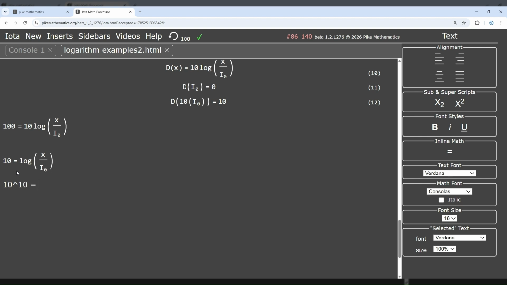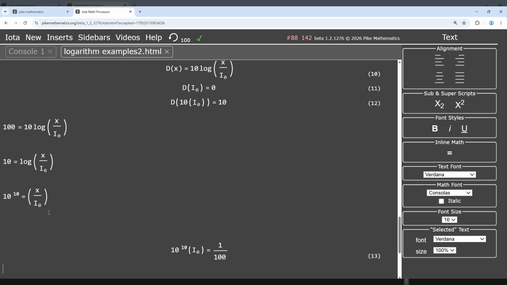Now, if I take 10 and raise it to the logarithm of x over I naught, well, 10 to the x and log base 10 are inverses. They'll just cancel each other out. And so all I'm left with is this. Okay. So now all I have to do to find the intensity of this sound that results in a 100 decibel reading is multiply both sides by I naught. So I've got 10 to the 10th times I naught.